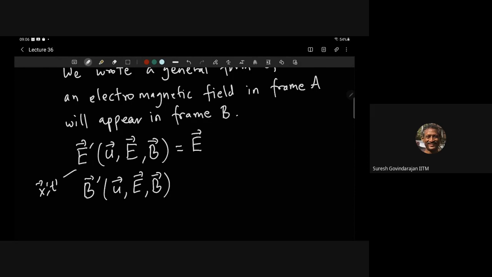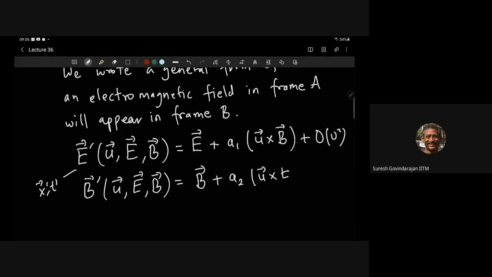Then I argued based on general considerations. What happens when u equals 0? In all these things, E is a function of x and t, while E prime is a function of x prime and t prime. I'm not going to write that because the formulae become too messy. Using the fact that E is a polar vector, we saw that we could only add a term of this form to order u. And similarly, B is an axial vector, so there wasn't much we could do.